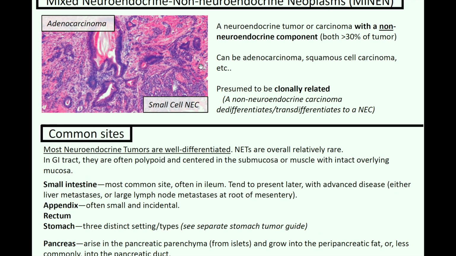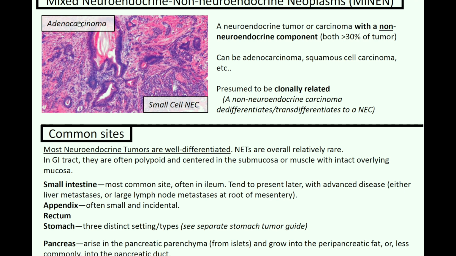All right, moving on from the well-differentiated and poorly differentiated to mixed neuroendocrine, non-neuroendocrine neoplasms, or MiNENs. So in entities like this, it is a neuroendocrine tumor or carcinoma with a non-neuroendocrine component. Both have to be more than 30% of the tumor, and it can be an adenocarcinoma or squamous cell carcinoma mixed in with the neuroendocrine, and it's presumed to be clonally related. So a non-neuroendocrine carcinoma dedifferentiates or transdifferentiates to a neuroendocrine carcinoma. So pretty interesting molecular there.